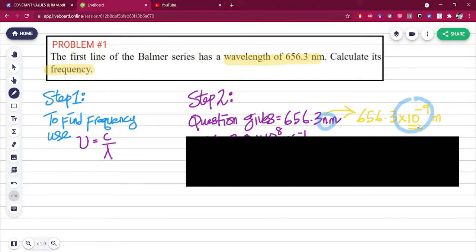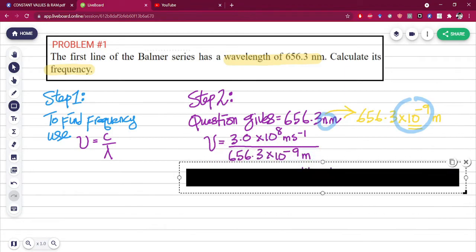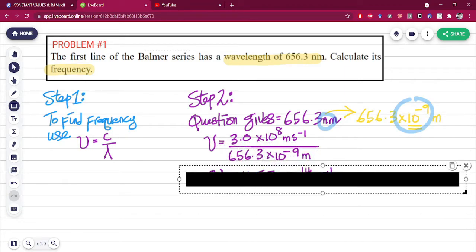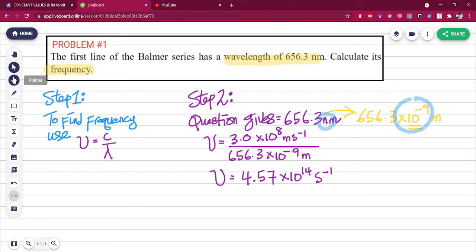Nano sounds like small, so that's why you have the negative sign in front of the 9. Nanometer is times 10 to the power of -9, a very small number. Then plugging in all the values inside, you should be able to solve the problem very easily. And the frequency is 4.57 times 10 to the power of 14 per second.